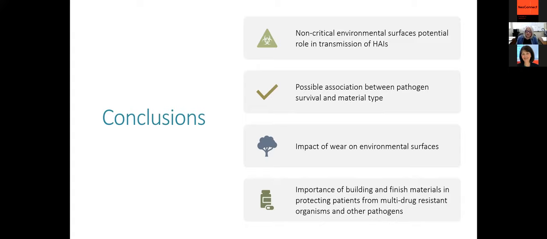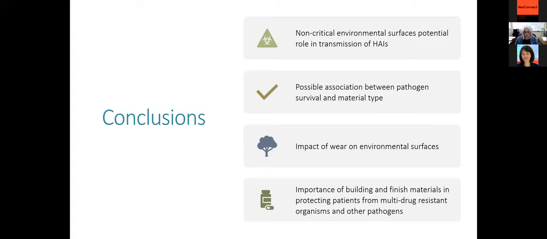Impact of wear on material on environmental surfaces did have an effect. Even though stainless steel is a hard material, it had the least amount of mass loss. Obviously it wears well. It also had the higher numbers of CFUs and the higher numbers of ATP readings, the RLU numbers from the ATP readings of the monitoring system.